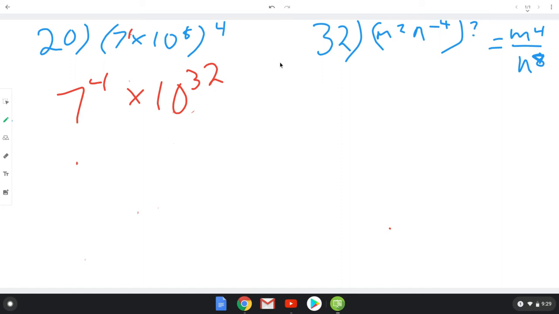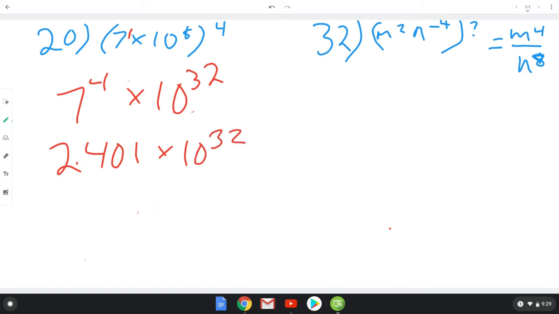So in scientific notation, you're always going to have something times 10 to a power. So we figure out what 7 to the 4th is, put that in our calculators, and we get 2,401 times 10 to the 32.